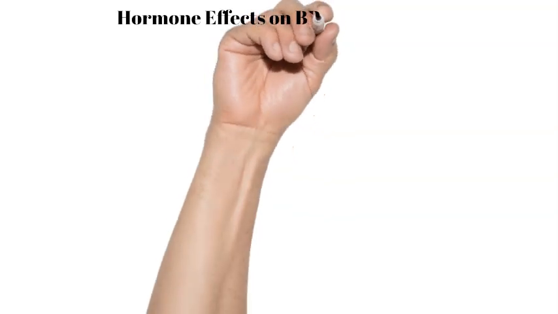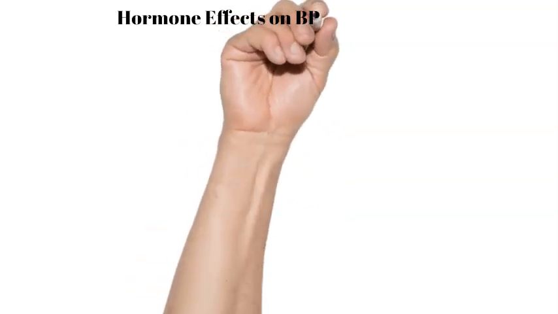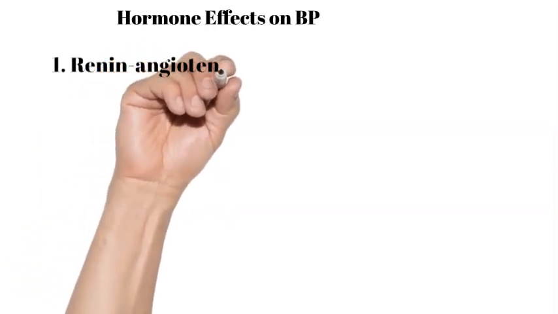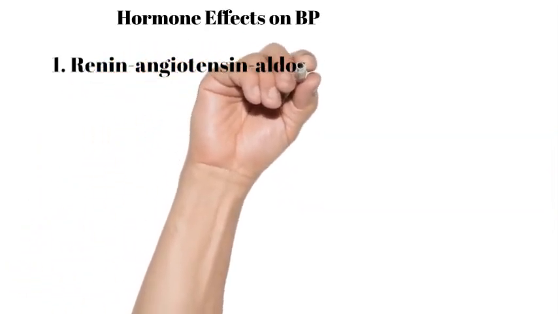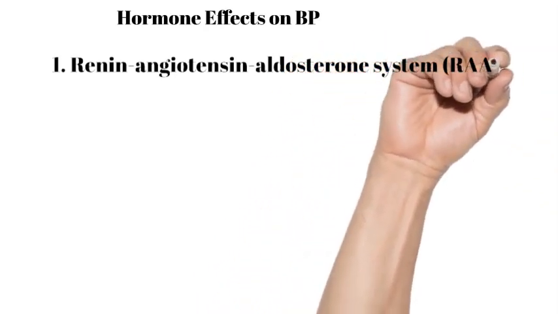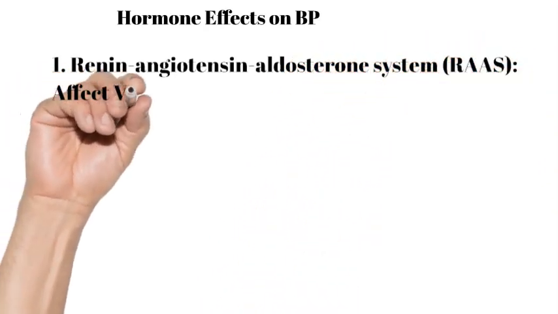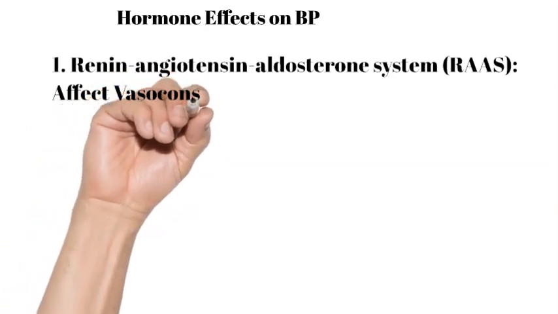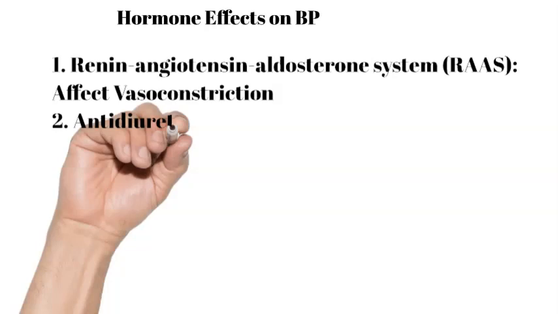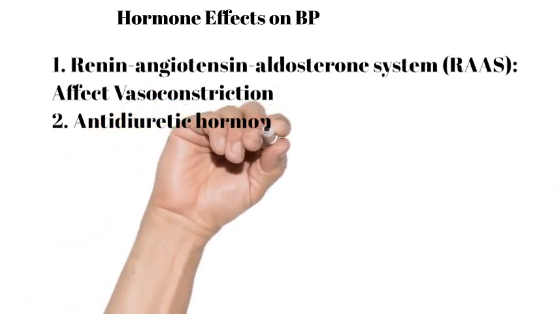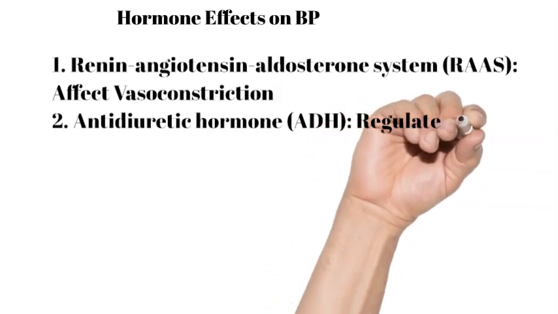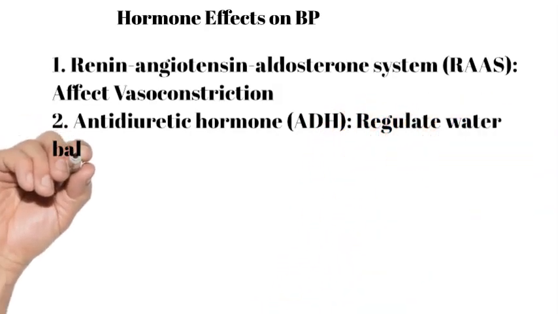Cortisol is a hormone produced by the adrenal gland in response to stress. It can increase blood pressure by promoting vasoconstriction and increasing blood sugar levels. Chronically elevated cortisol levels may contribute to hypertension. Thyroid hormones, including thyroxine, T4, and triiodothyronine, T3, play a role in regulating metabolism and cardiovascular function. An imbalance in thyroid hormone levels can lead to hypertension.